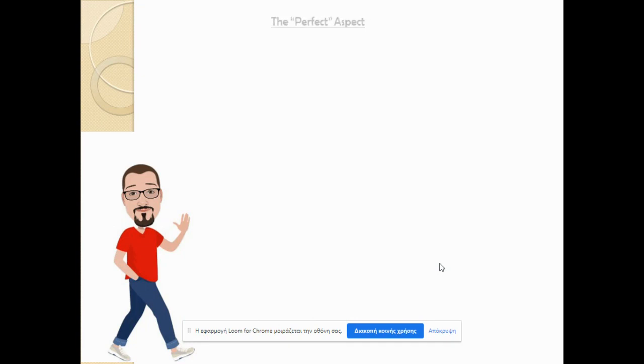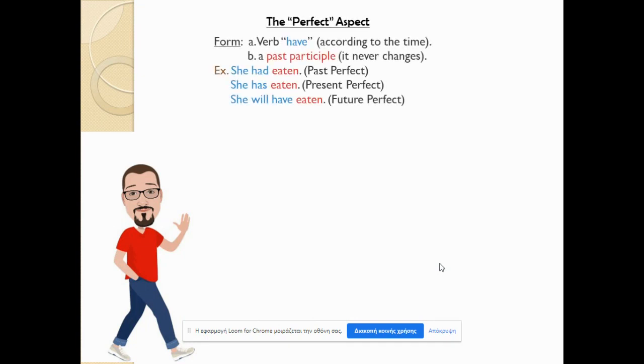Okay. And last but not least, the perfect aspect. Again, here I need a form of the verb have, again according to the time. And this time it's not the gerund like the continuous aspect, but the past participle, which again never changes. So if I say she had eaten, she had, the verb have is in the past form, and the past participle follows. This is past perfect.